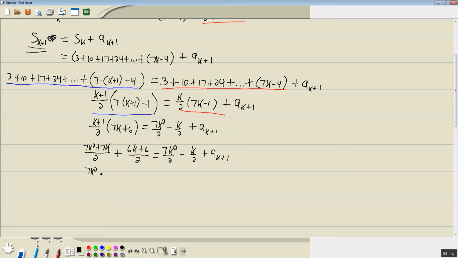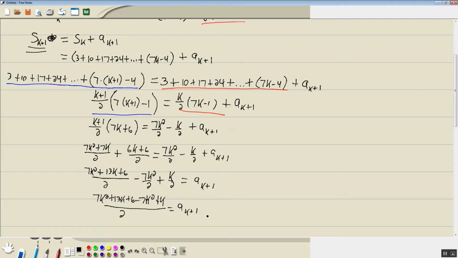This is 7k squared plus, these have the same denominator, so I can merge them together. So it gives me 13k plus 6 over 2. And I'll take both these over to this side. So I got minus 7k squared over 2 plus k over 2 equals a sub k plus 1. Now these all have the same denominator, so I can merge them into a single fraction. So I got 7k squared plus 13k plus 6 minus 7k squared plus k over 2 is equal to a sub k plus 1.